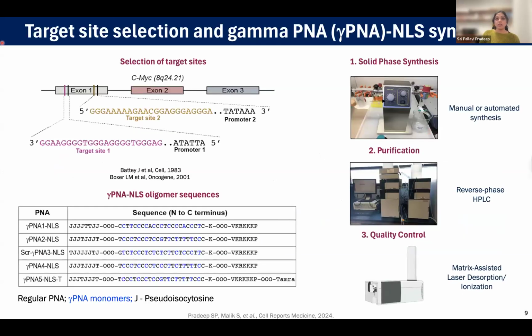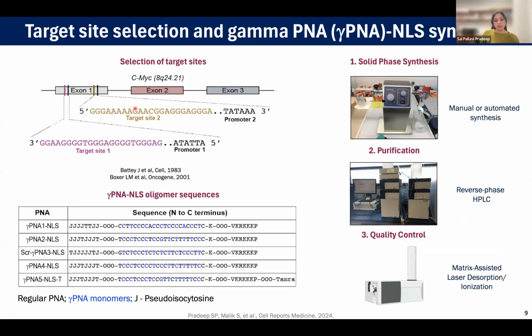So to start off with, the c-Myc gene consists of 3 exons, and it has 2 promoters. So we designed 2 PNAs that could bind upstream to promoter 1, which is PNA1 NLS, and PNA2 NLS bound upstream of promoter 2. PNA3 NLS was a scramble PNA of PNA2.